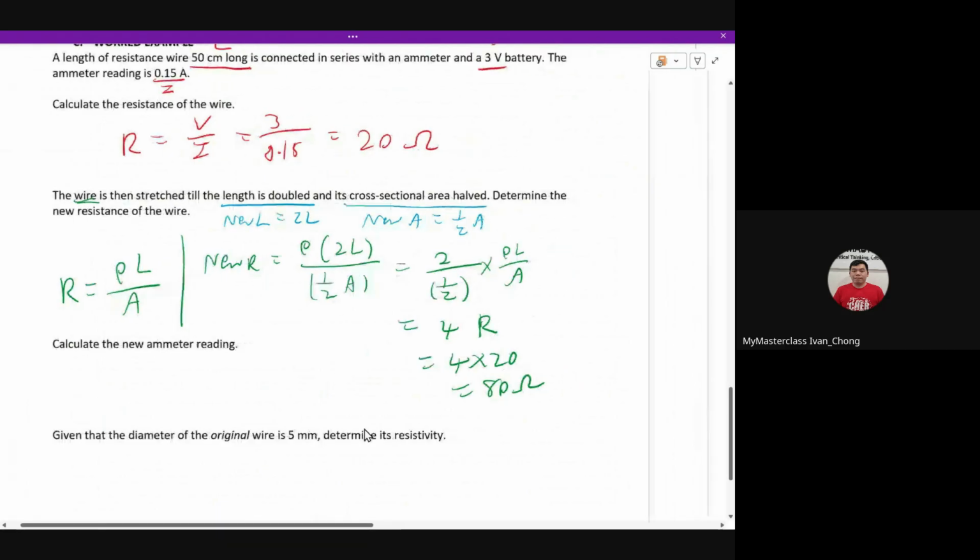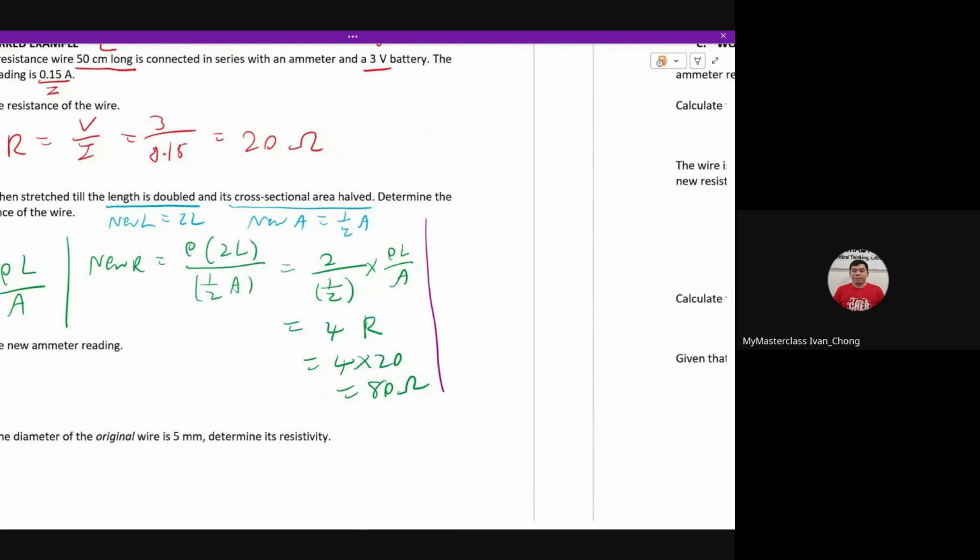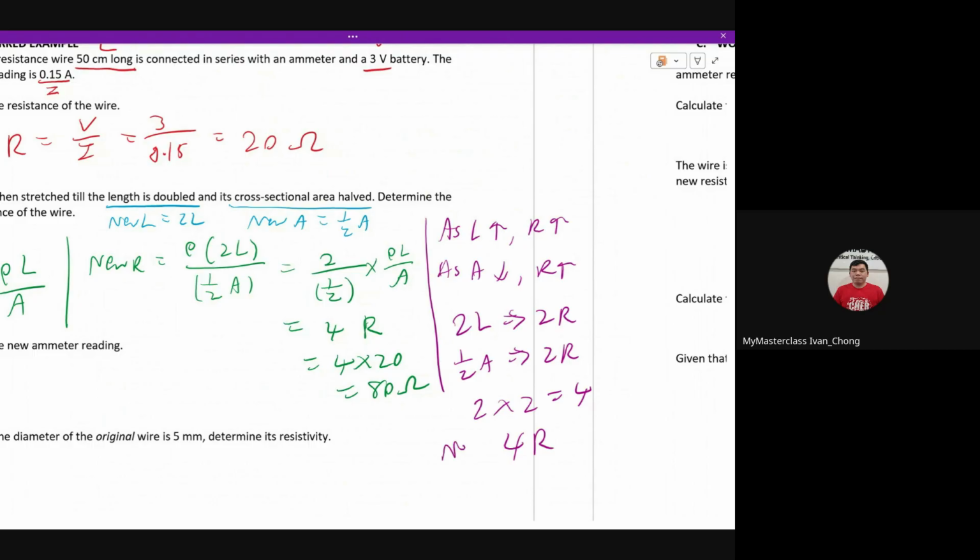Previously, when we learned it in our normal notes, we know that as L increases, R also increases. And as A decreases, R will also increase. So if I have 2 times the L, I have 2 times the R. If I have half the A, I will have 2 times the R. So 2 times 2 gives me 4. Ultimately, I have 4 times the R itself.